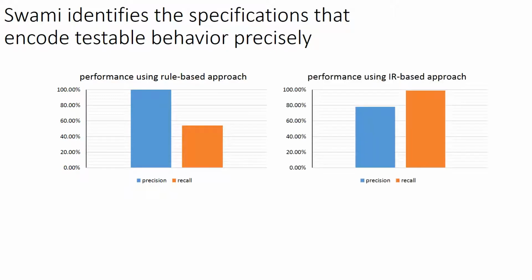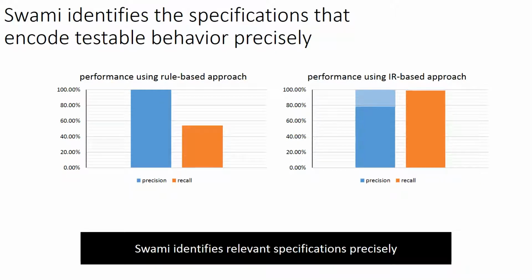And when the format of the specification document is not known, Swami uses an information retrieval based approach for which Swami's precision was 79% and recall was 99.9%. However, the 21% of the irrelevant specifications got pruned away in the later stages of Swami, giving us an effective precision of 100% using either of the approaches. Thus, Swami identifies relevant specifications precisely.